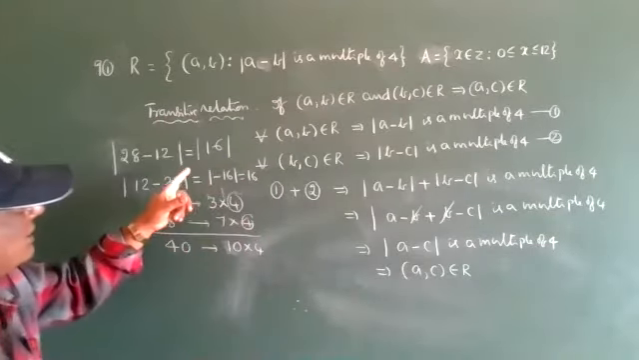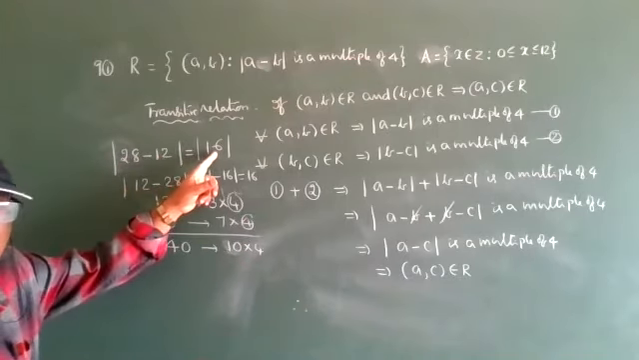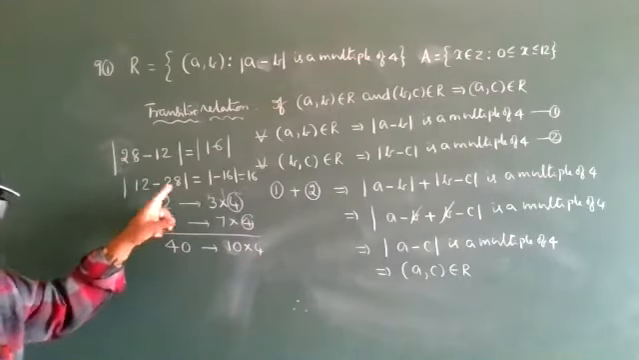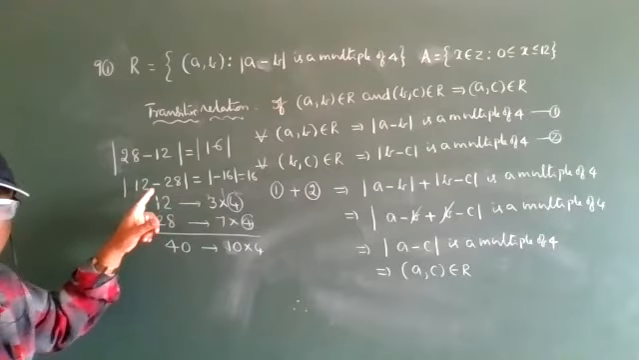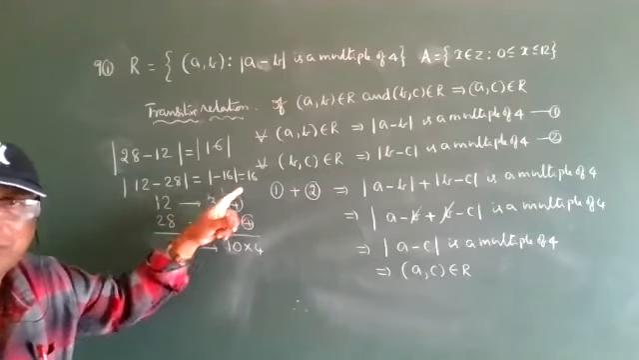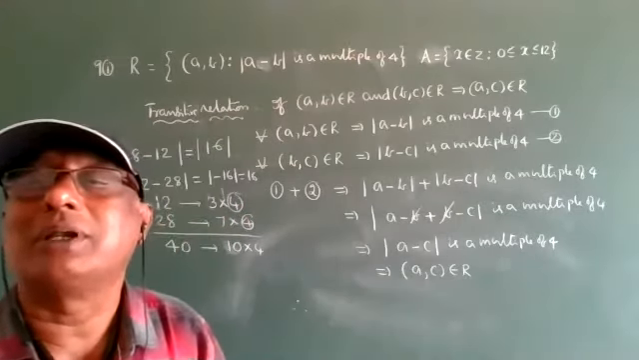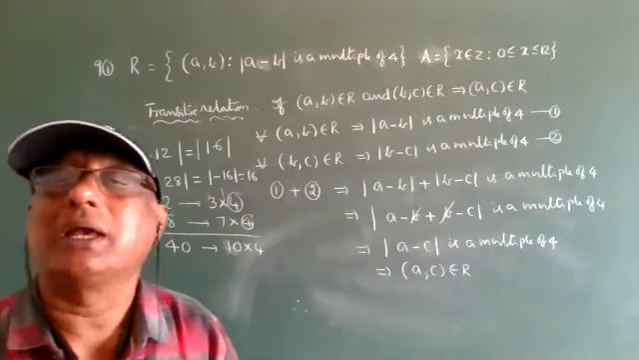Now I will tell how the difference works. See, 28 minus 12 is 16, which is a multiple of 4. Write in reverse order: 12 minus 28 is minus 16, and under modulus it is plus 16, which is also a multiple of 4.